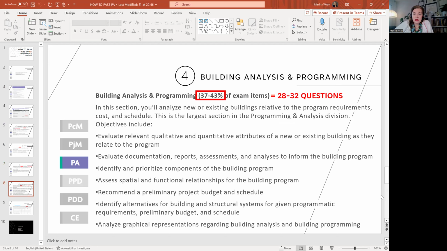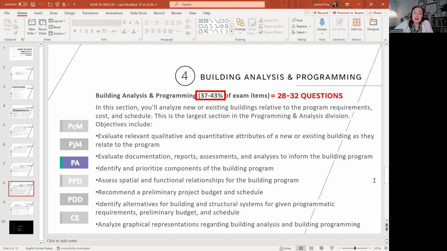The next section is the largest. It's a giant section. Almost half of the exam is dedicated to this, and that's building analysis and programming. So it's between 37 and 43% of the exam items, and that's between 28 and 32 questions. And you remember we have 75 total, right? Here you'll analyze new or existing buildings relative to the program requirements, cost, and schedule.